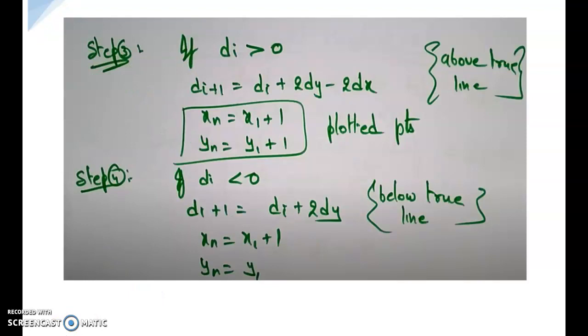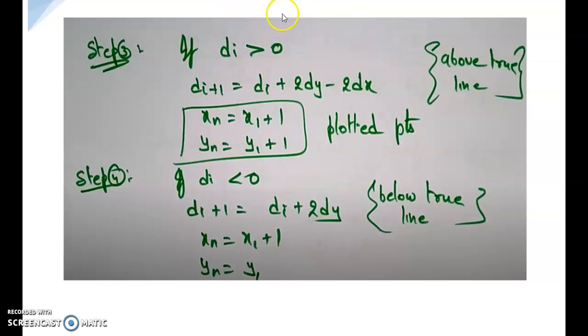Just as we did for the DDA algorithm using the slope, we have two conditions. For slope we checked if m is greater than or less than or equal to 1. So in this step 3, we will check if the decision parameter is greater than 0. If the decision parameter is greater than or equal to 0, we will find the next decision parameter di plus 1, which will be equal to the original decision parameter plus 2 dy minus 2 dx.